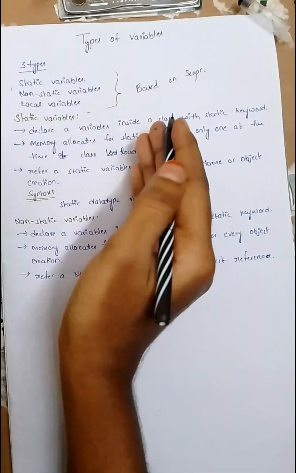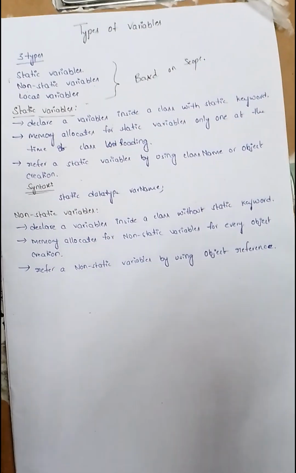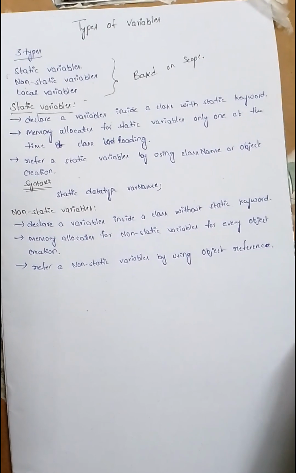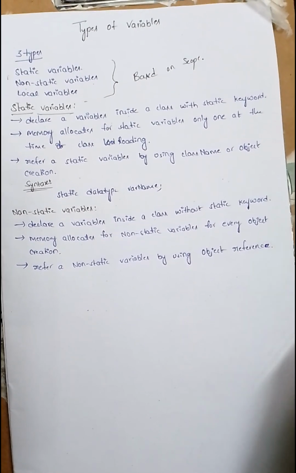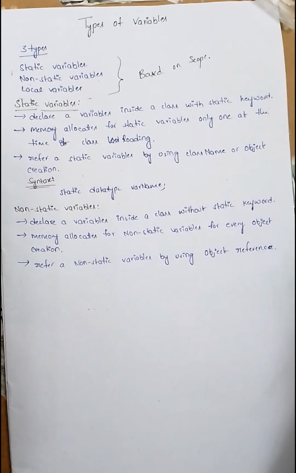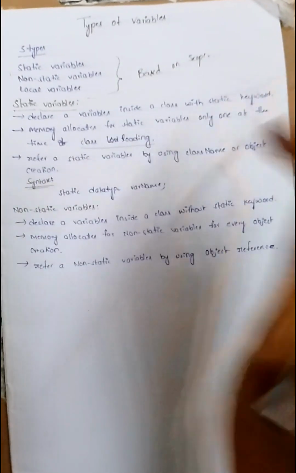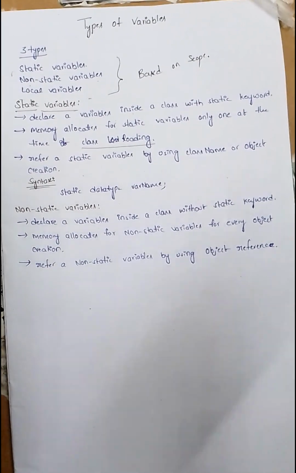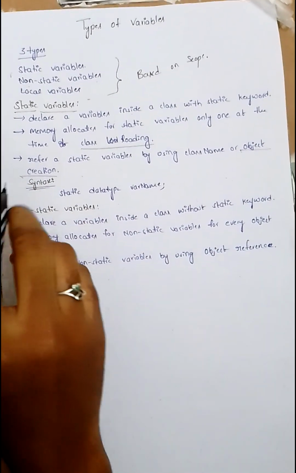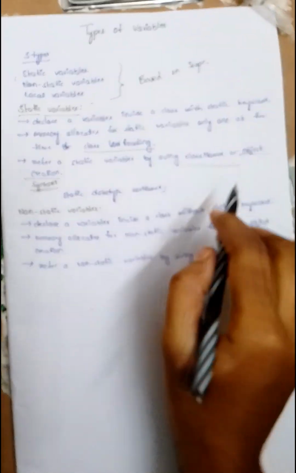First we can see static variables. What do static variables mean? We can declare a variable inside a class using the static keyword. Those variables are called static variables. Java allocates memory for static variables only once, at the time of class loading. We can access static variables by using the class name or an object reference. In most cases, we access static variables by using the class name only.